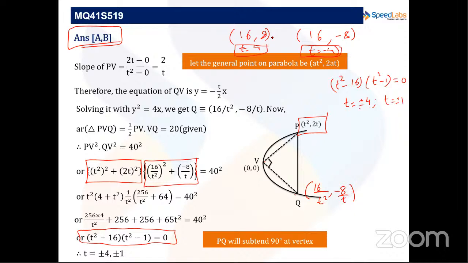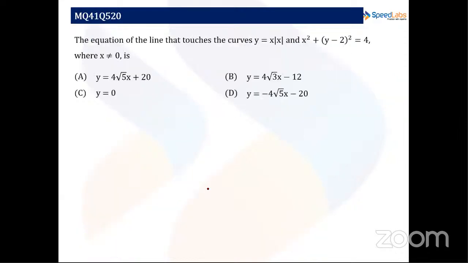Moving to the next question. Find the equation of the line that touches the curve y equals to x mod x and x square plus y minus 2 whole square equals to 4.